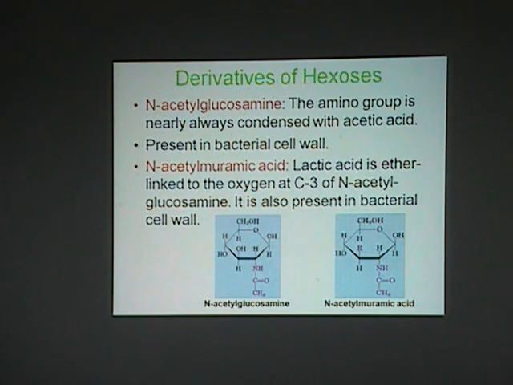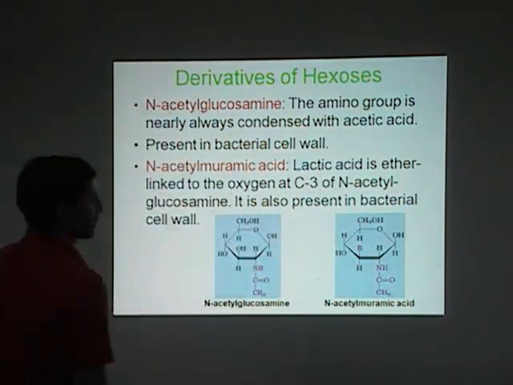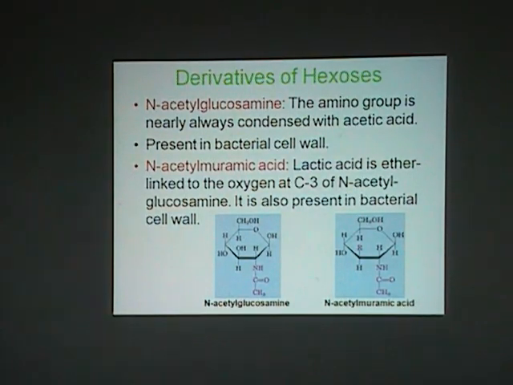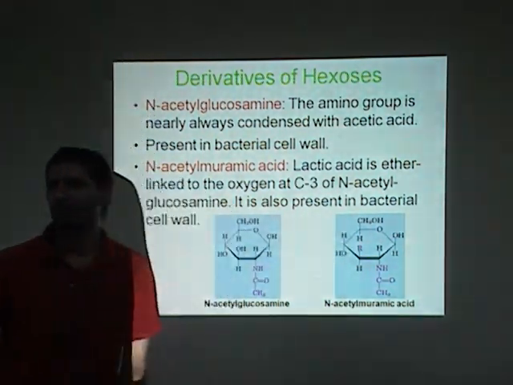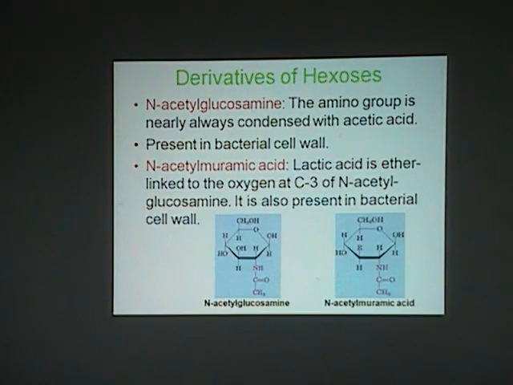Now, N-acetyl muramic acid. Lactic acid is linked to the oxygen at the third carbon. You can see here, third carbon, R is what? Lactic acid. And acetyl glucosamine is also present in bacteria. That is a different name: N-acetyl muramic acid, due to the presence of that lactic acid at the third position.